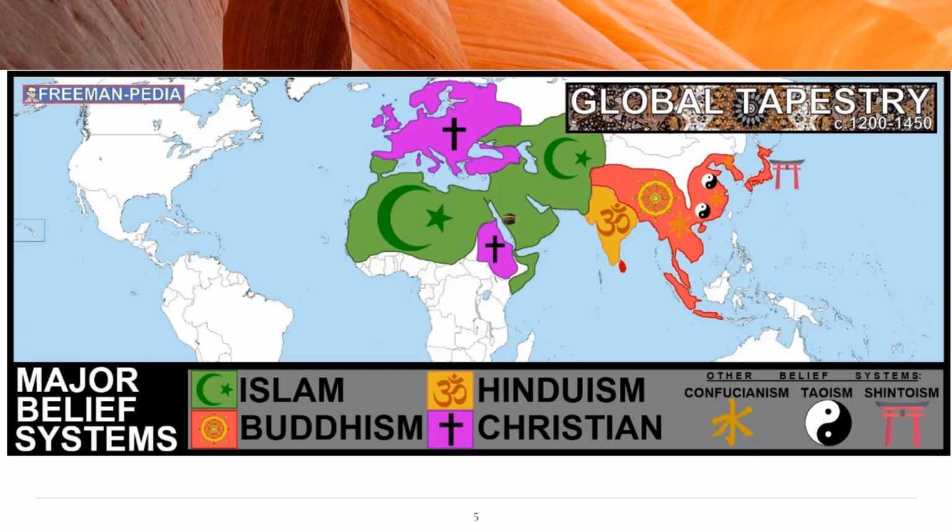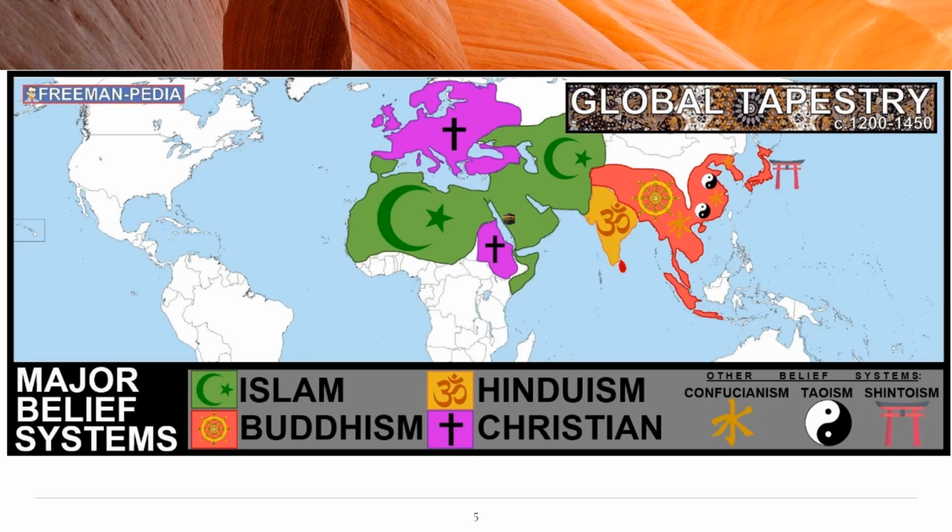We had some other ones that existed at this time that have been here for a while, and then we're going to see some syncretism as well. But Confucianism, of course, did exist, and we also had Taoism and then Shintoism throughout Japan. So those are going to be the major religions.